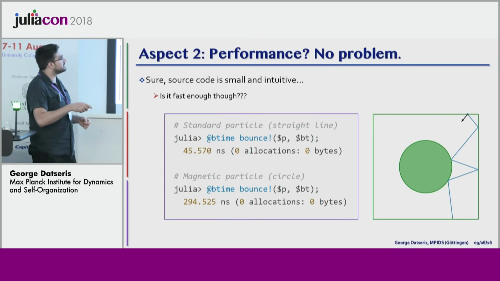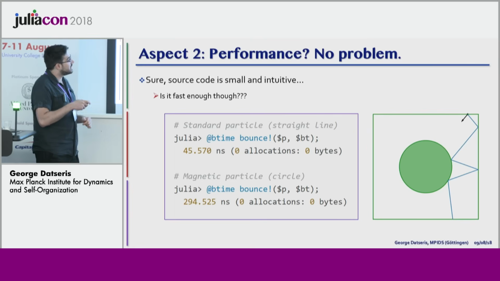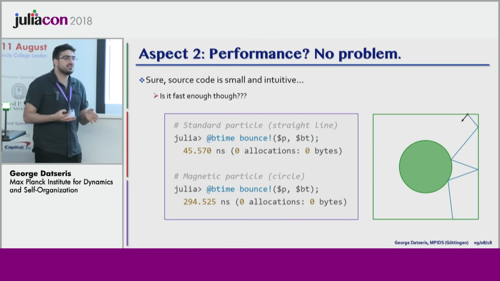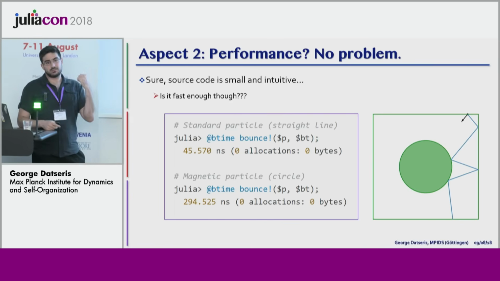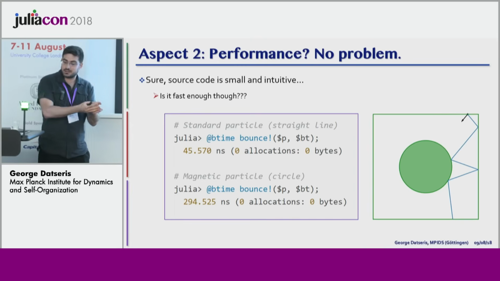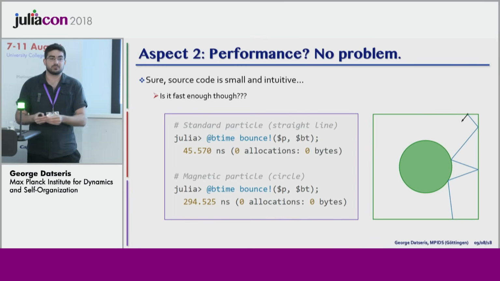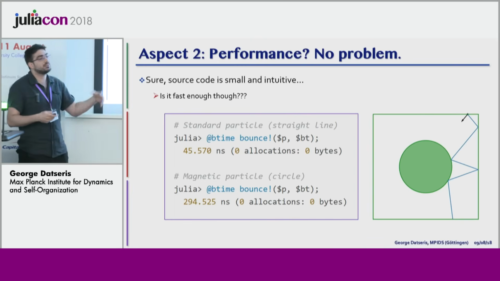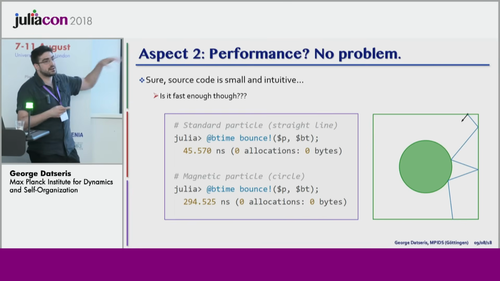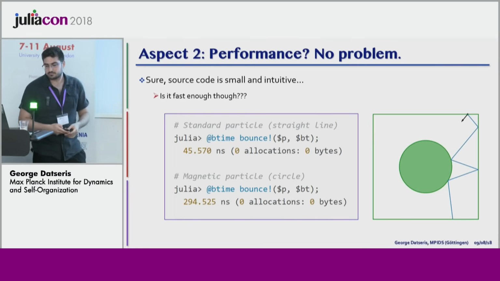So if you have a straight propagation, like straight lines, this is 50 nanoseconds. And if you have a magnetic propagation where the particle moves as a circle, this is 300 nanoseconds. And this is very fast because typically what you want to do in billiard applications is evolve 1,000 particles for 1,000 collisions. You would have to parallelize this, but now this runs on my laptop instantly.